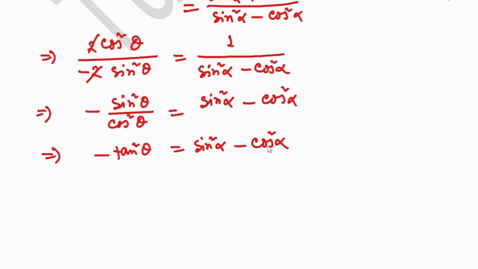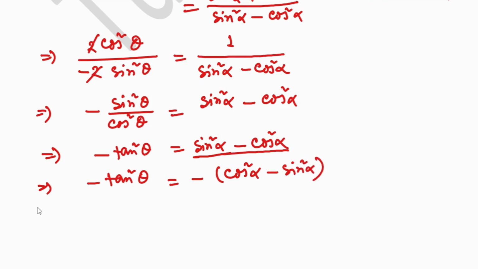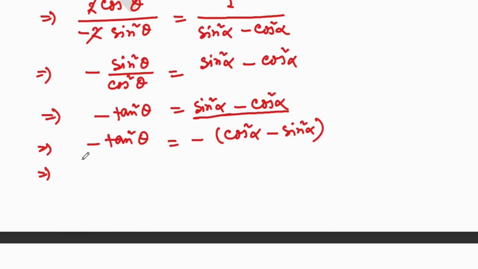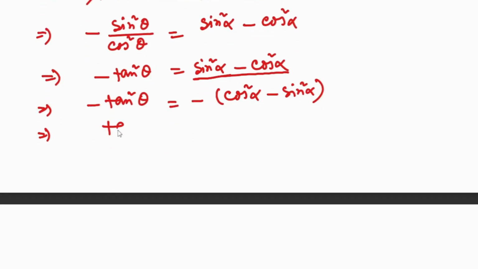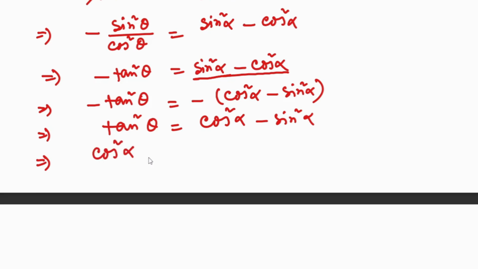If we take minus common from the right side of the equation, we get minus tan square theta is equal to minus, cos square alpha minus sin square alpha. If I cancel out the minus sign from both sides, we get tan square theta is equal to cos square alpha minus sin square alpha. After arranging, we get cos square alpha minus sin square alpha is equal to tan square theta, which is our required equation.